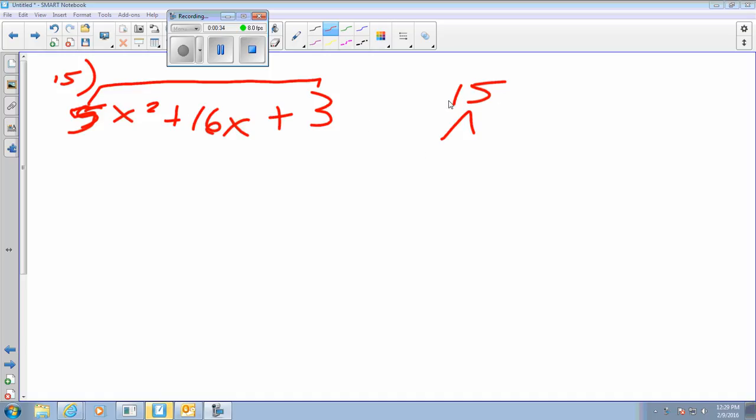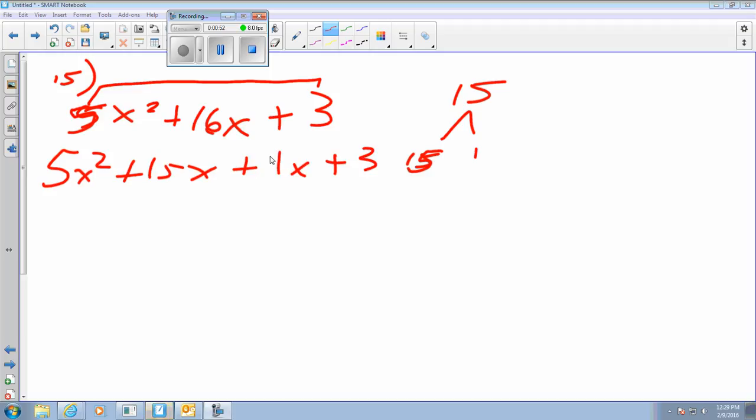Here's my hint for you. If the number that it adds up to is bigger than this number, it's going to be 15 and 1. And so then I'm going to split my middle term into 15x and 1x. Notice that these two terms have to add up to this term. Then I'm going to do it just by grouping.